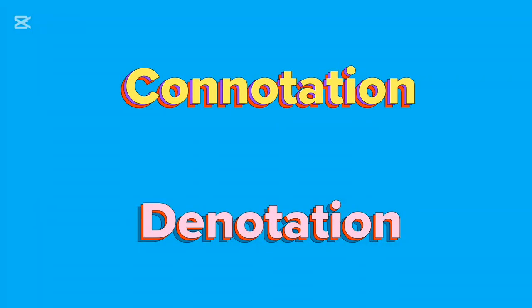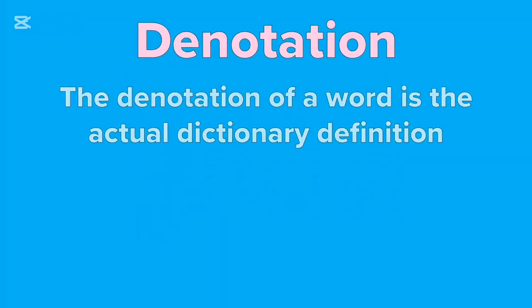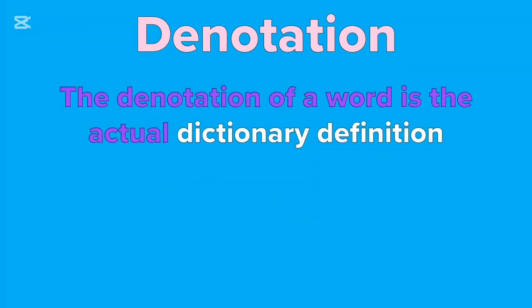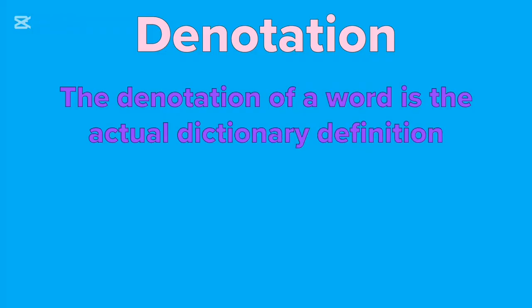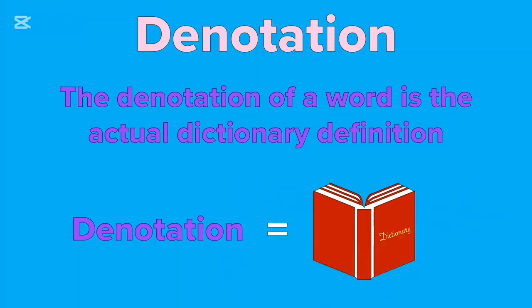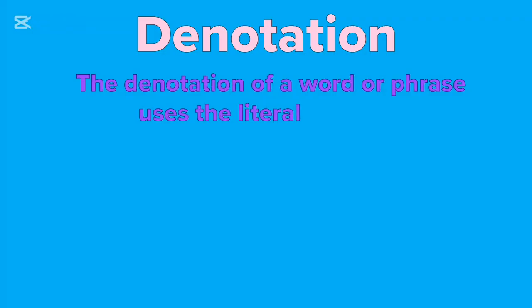Today's lesson is going to be all about connotation versus denotation. The denotation of a word is the actual dictionary definition. The way that I like to remember it is denotation equals dictionary, or D for dictionary. The denotation of a word or phrase uses the literal meaning.